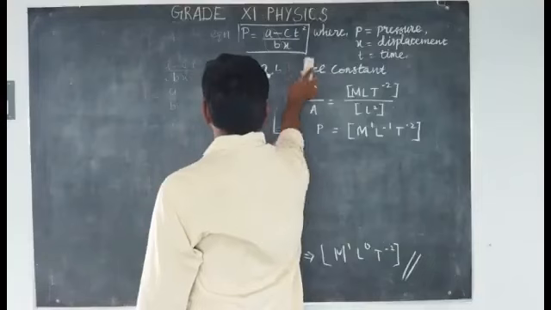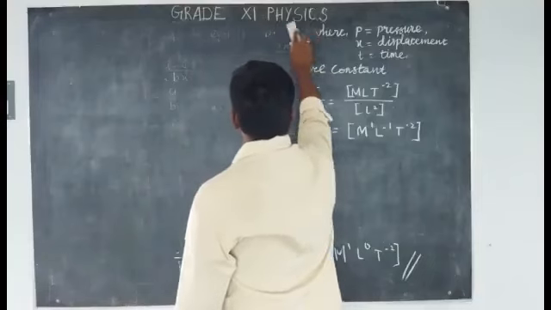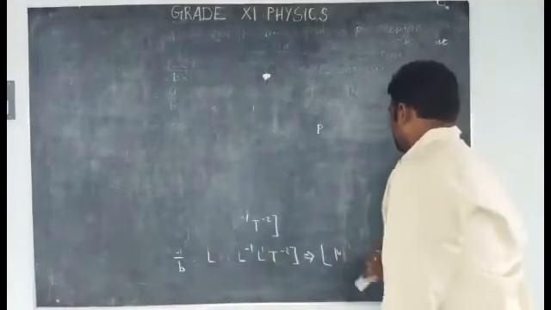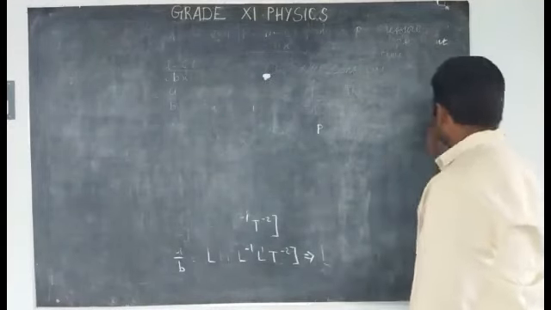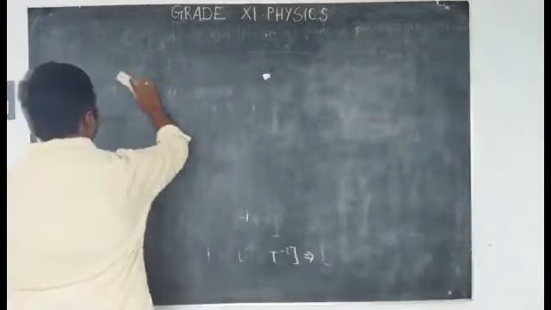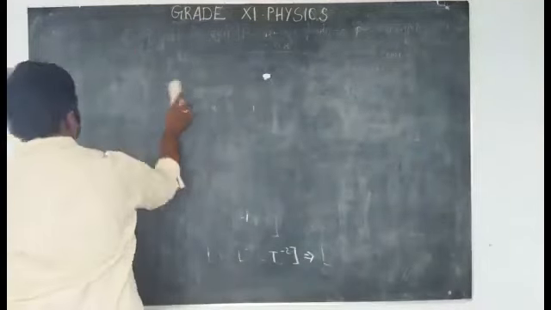Here we use the principle of homogeneity, that you should not forget. Using the principle of homogeneity only, we have deduced the dimensional formula of the constant A by B.